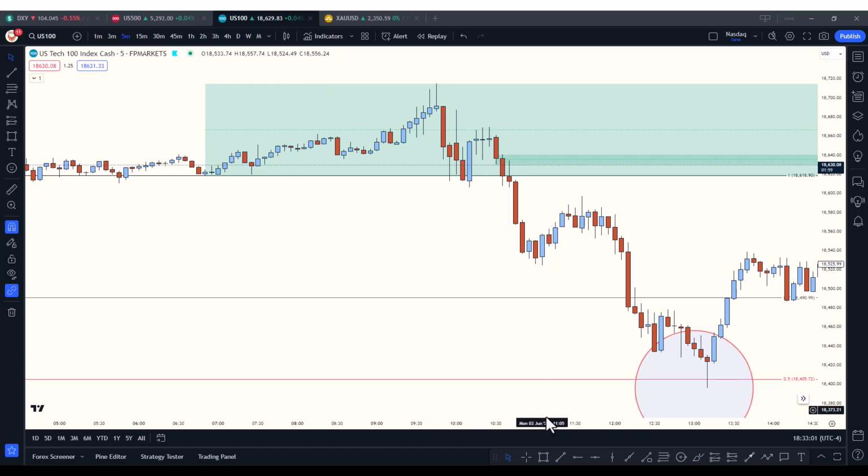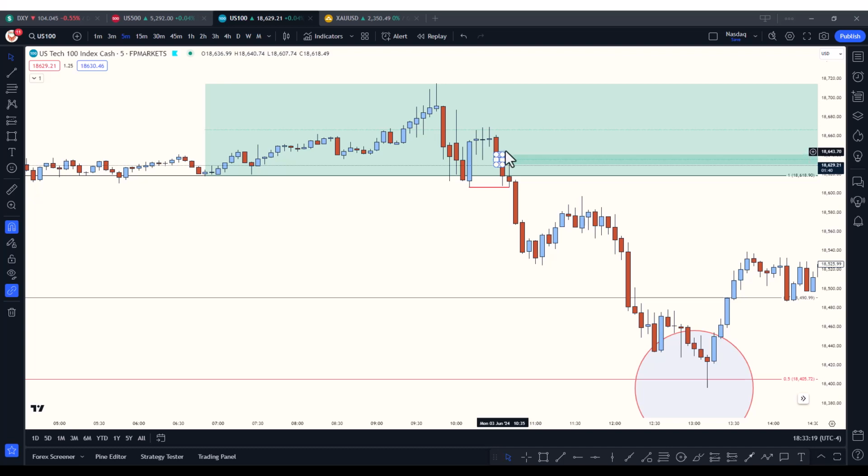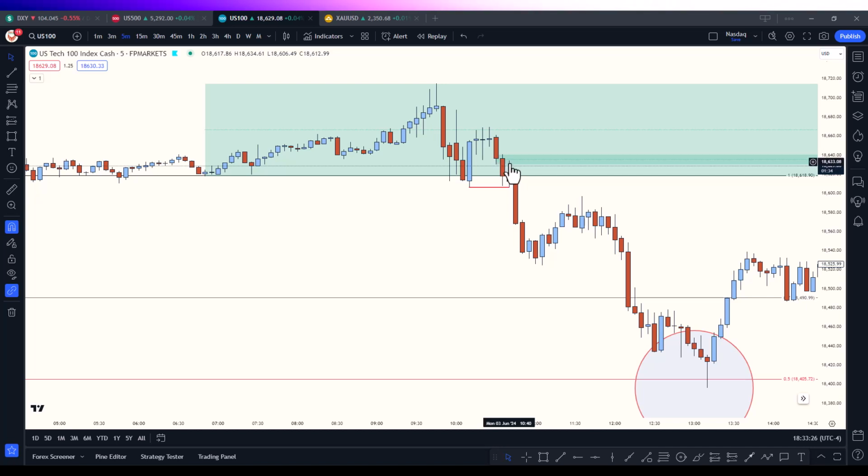close below, and this is where I took off my position here, then waited for retracement to this zone from the wick of the low candle to the highest point of this candle here, and I took my short entry here.